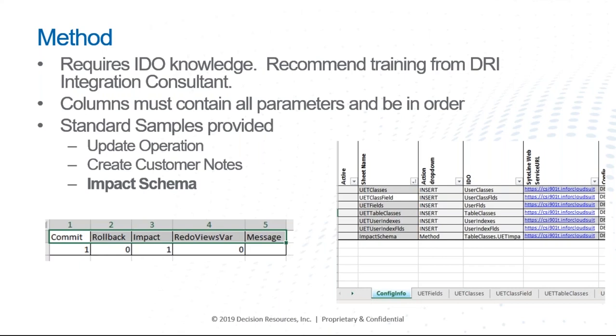We do provide some standard samples now. We've added those. So update operation is a standard sample, create customer notes is a standard sample, and then the impact schema, which is what I'm showing now. This goes through and adds UETs in several different tables, and then it impacts the schema. So the user fields are all added without us ever logging in to CloudSuite. We built this tool for ourselves, so it's pretty handy for doing that.